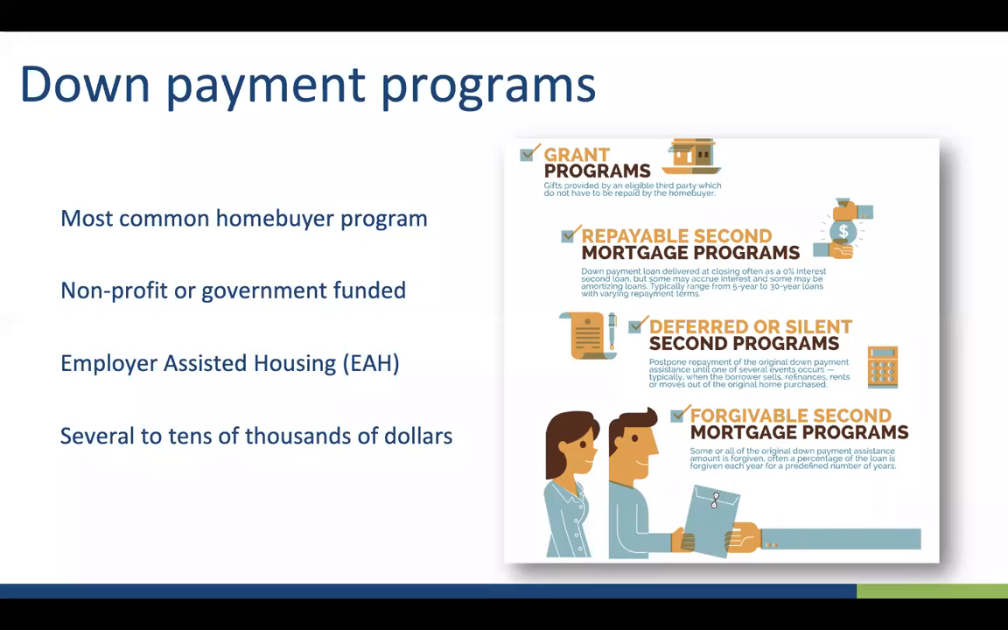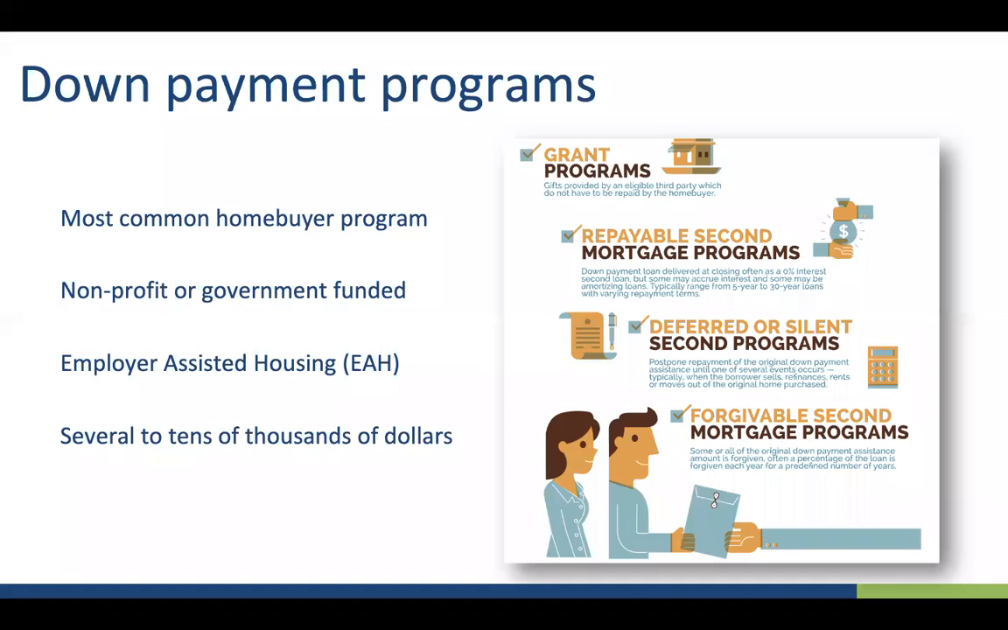Or maybe it's deferred. Now, what happens after deferral is one of two things. It could be either repayable or forgivable. But a deferred down payment assistance program postpones repayment until maybe the life of the first loan ends, or a refinance, or payment begins some years down the road, or forgivability starts. And then there's the forgivable part.